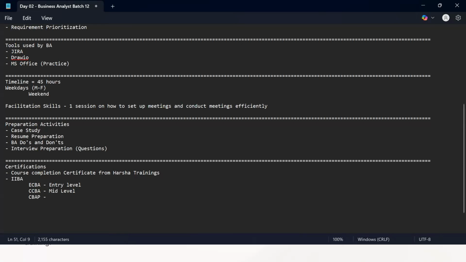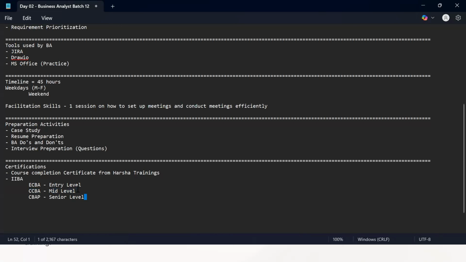And the last one is CBAP. This is more of a senior level certification. You have around 7 to 8 years of BA work, BA knowledge. So you actually have work experience. Now, how will IIBA validate whether you have the work experience or not?